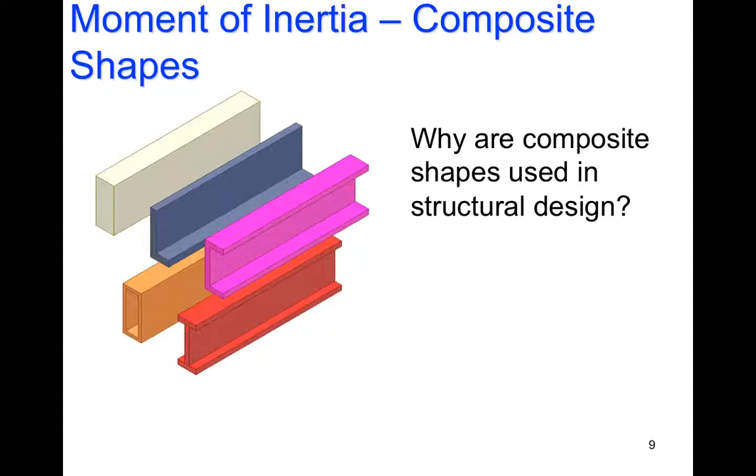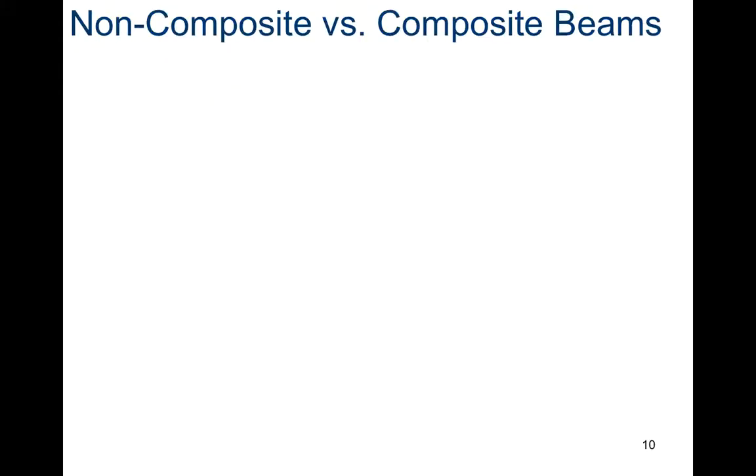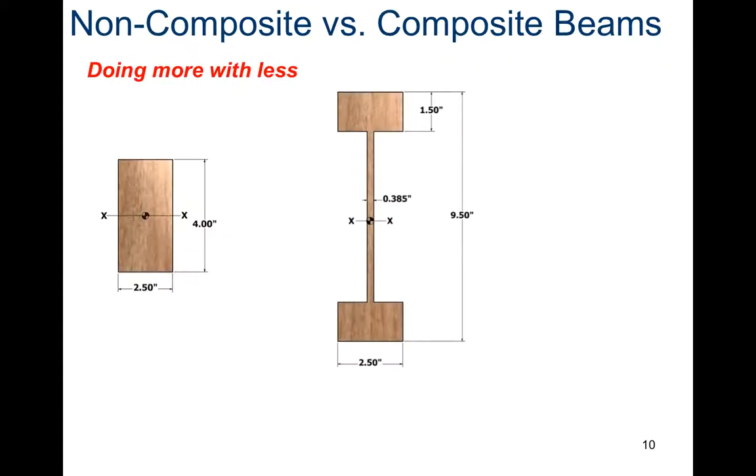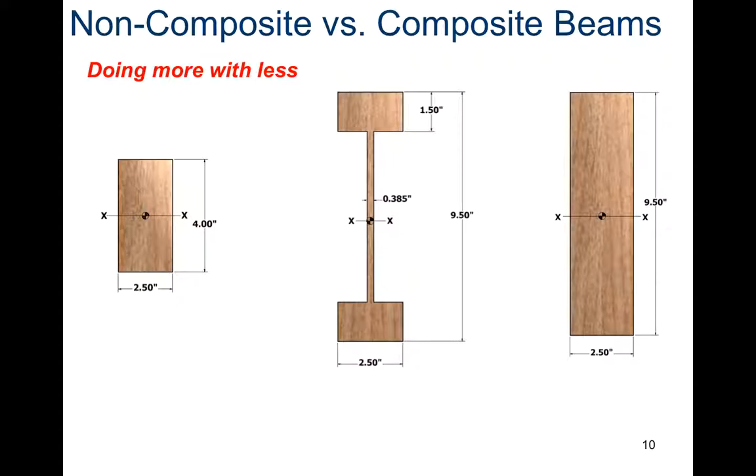Okay, this is one of those slides that PLTW puts in here and then they don't tell you why. Why are composite shapes used in structural design? I don't know the answer to this, but those are some composite shapes. I don't know. You tell me. Mr. Scharnhorst is there. Maybe he knows. Ask him. Okay. Non-composite versus composite beams. Doing more with less. Okay.